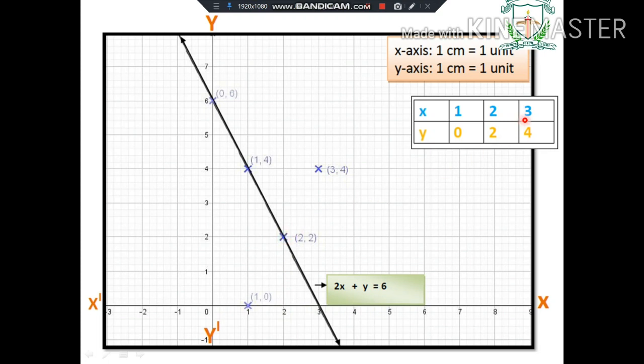Now the last point, x is equal to 3 and y is equal to 4. Move on the x-axis 3 units and on the y-axis 4: 1, 2, 3, 4. Mark here, this is (3, 4). The coordinates of this point are 3 and 4. Dear children, you can see these 3 points lie on the same line. Join these points and draw the line.